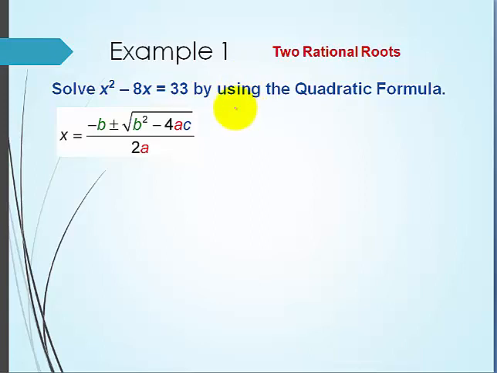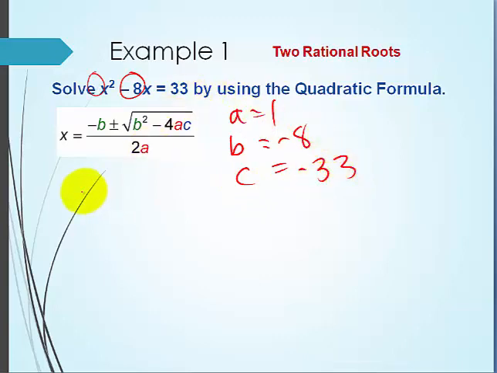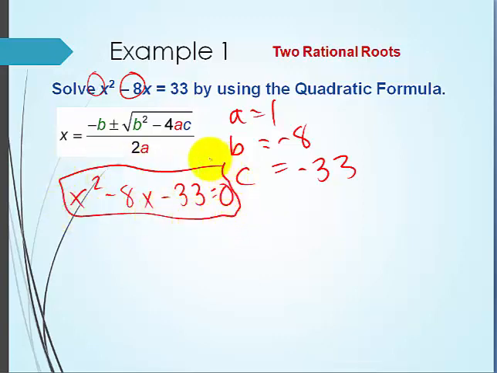value are. So a is going to be equal to 1, b is equal to -8, and c is equal to, it's actually going to be -33, because if we bring everything to one side, our constant has now become negative. Then we're going to sub our information into the formula. You do need to know this formula. I will not be supplying it for you.